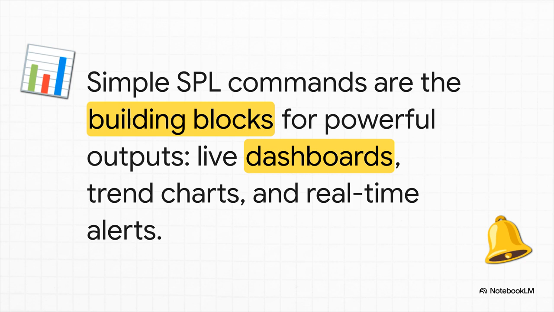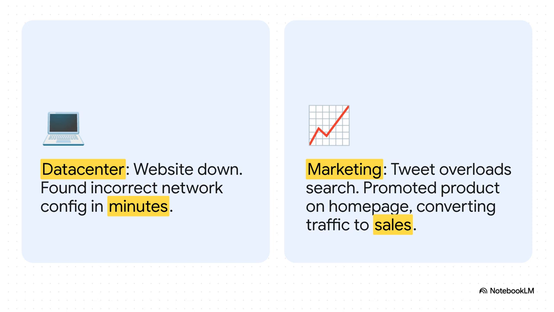crisis calls. And what's so cool is how incredibly versatile this is. I mean, look at these two examples. On the left, you've got that classic data center emergency, finding one bad line in a config file in minutes to get the whole site back online. But then on the right, you have a totally different story. The marketing team sees this huge sudden traffic spike from a celebrity tweet. They notice the site search is bogging down, so they instantly promote that product right on the homepage. They turned a potential disaster into a huge sales opportunity.